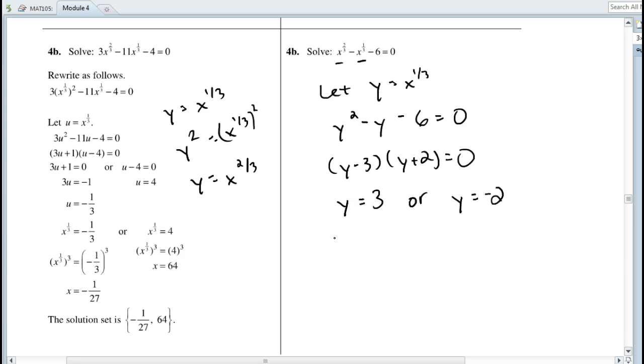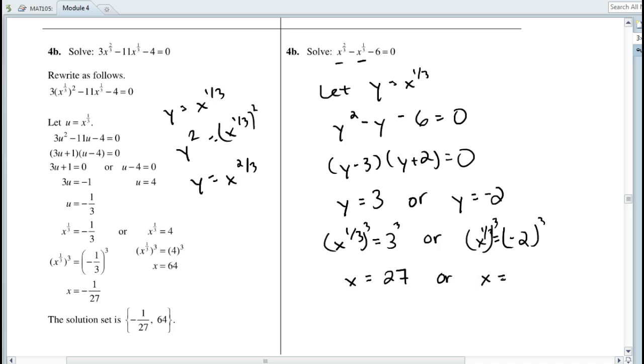And then we change y back into x to the 1/3. And then we just have to raise both sides to the third power. So in the one case, we have x equals 3 times 3 times 3 is 27. Or negative 2 times negative 2 times negative 2 is negative 8. So here our solution set is negative 8, 27.